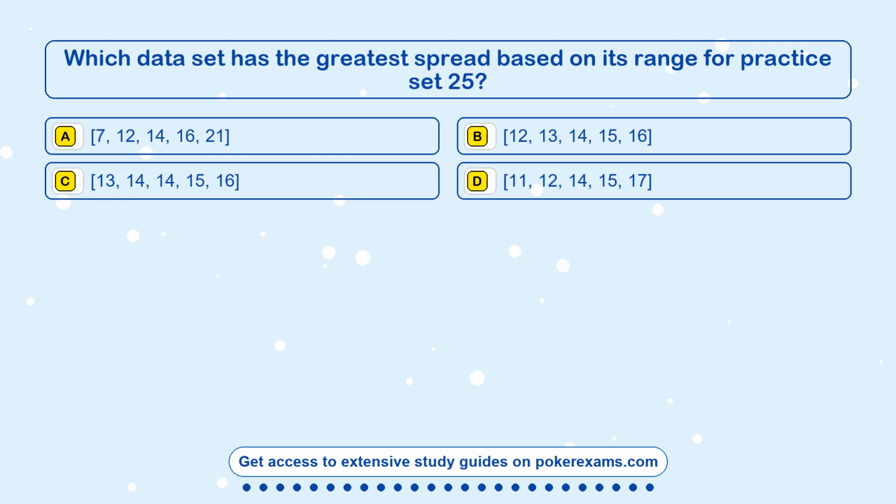Question 21. Which data set has the greatest spread based on its range for practice set 25? Option A, 7, 12, 14, 16, 21. Option B, 12, 13, 14, 15, 16. Option C, 13, 14, 14, 15, 16. Option D, 11, 12, 14, 15, 17.